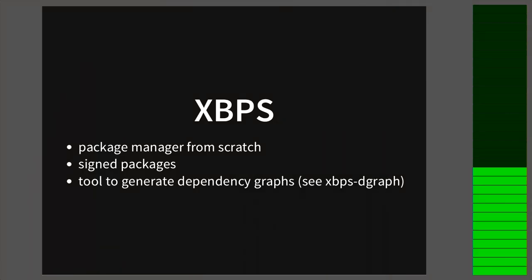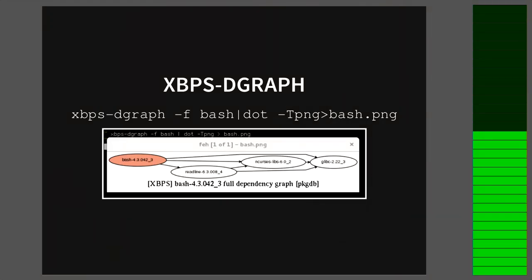XBPS is a package manager from scratch. We are signing every package which is loaded from remote sources. If you have a local repository, you can also use unsigned packages. It's an ordinary package manager, but we have some cool tools, like we can generate nice dependency graphs using the dot format, which can be seen here. You can see here, Bash is quite low on its dependencies. Actually, fun fact: if you're doing a GNOME dependency graph, the PNG of the dependency graph is about 30 megabytes big.